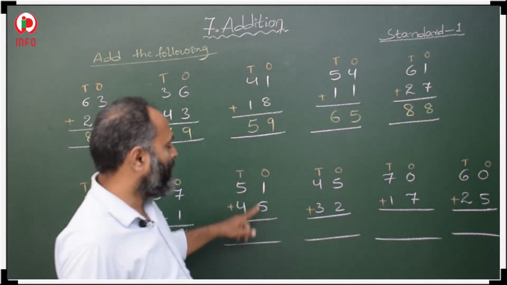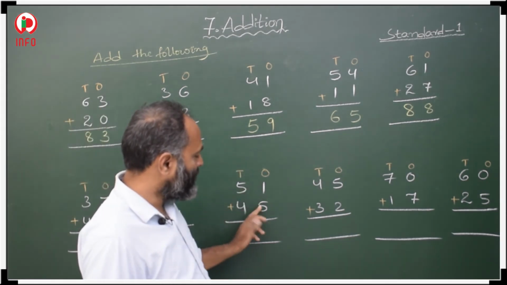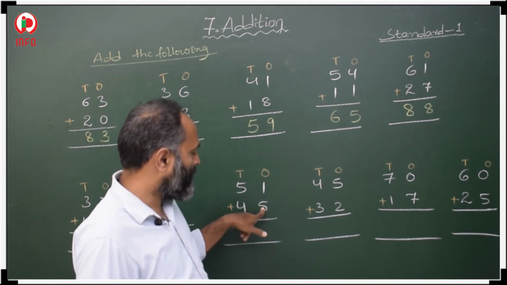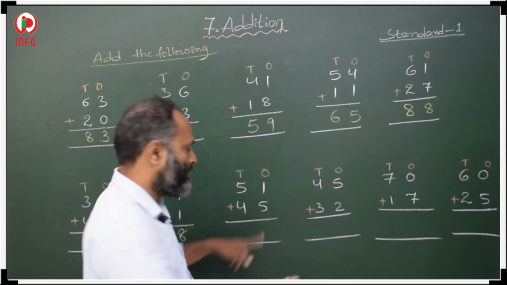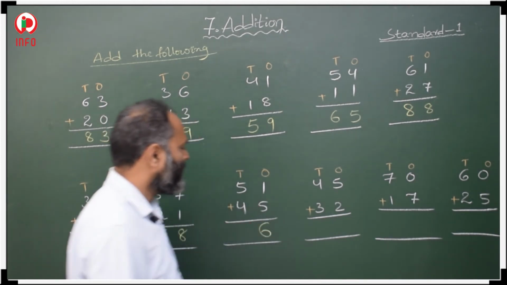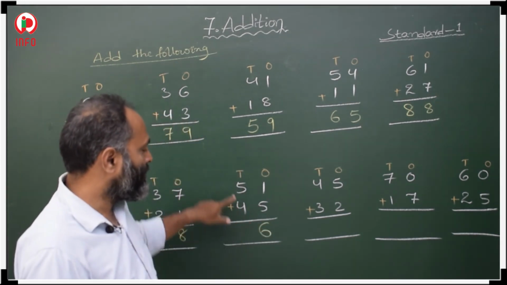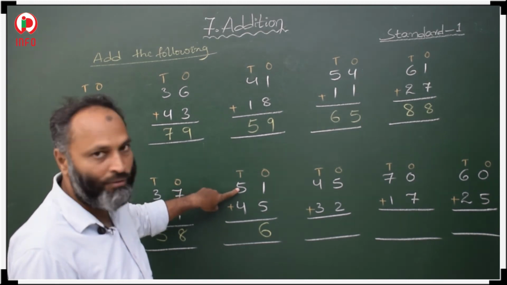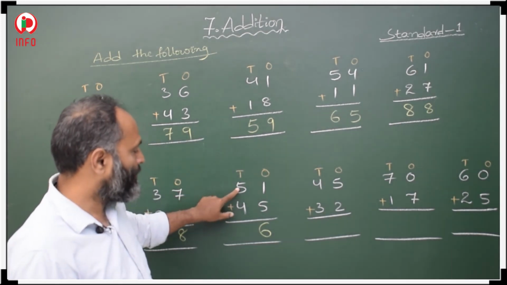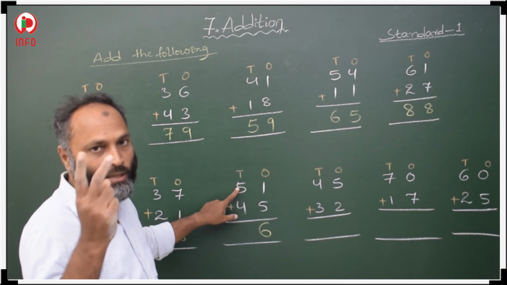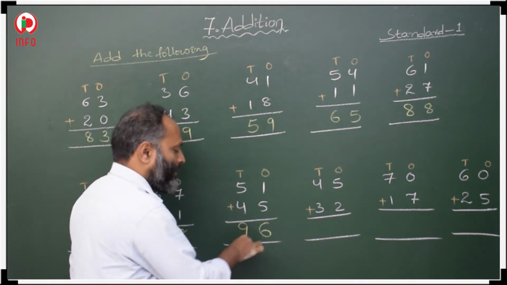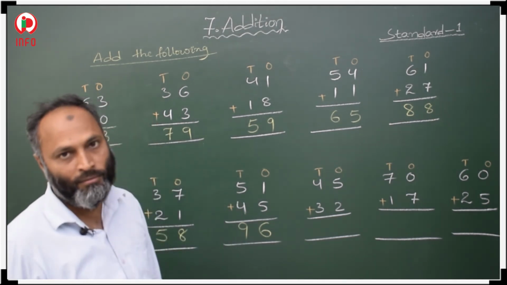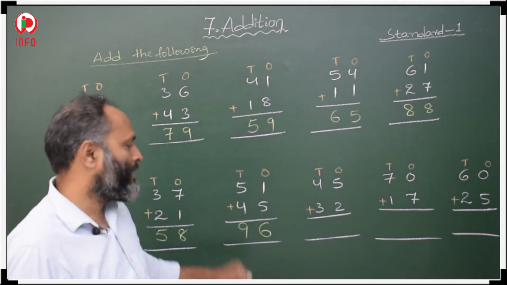And here, in the ones column, 1 and 5 are there. 5 is bigger, so keep your finger on 5 and count 1 more. 5 plus 1 is 6. Then after that, the tens column. In the tens column, keep your finger on 5, then count 4 more: 6, 7, 8, 9. So 9 is the answer you keep in the tens column. You write your answer in the tens column.